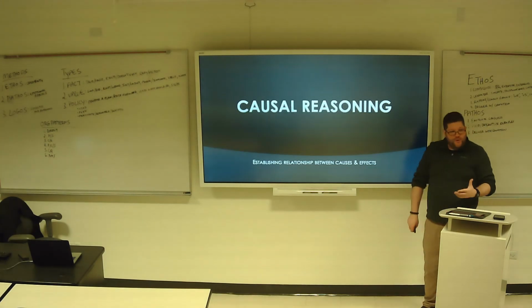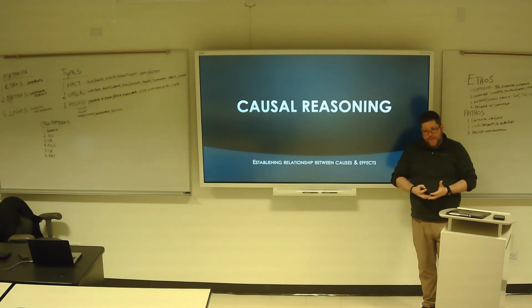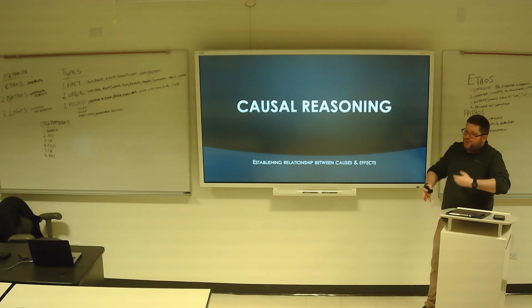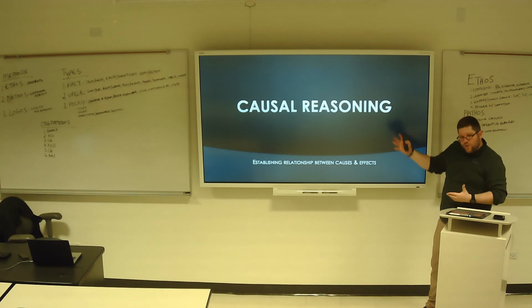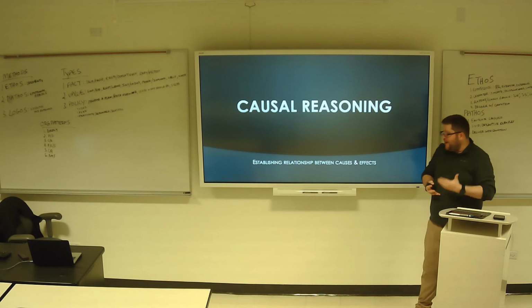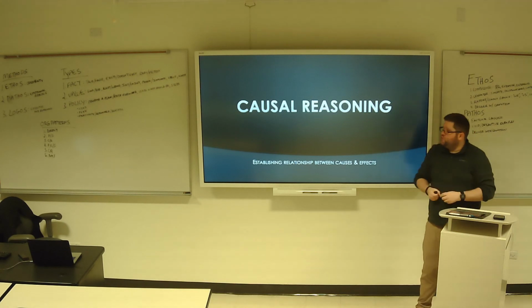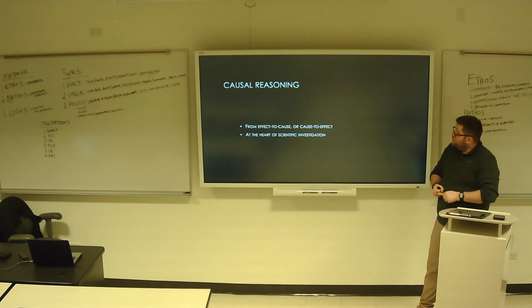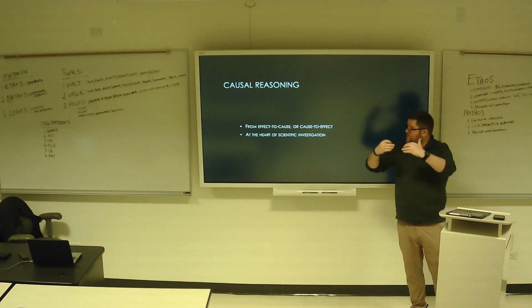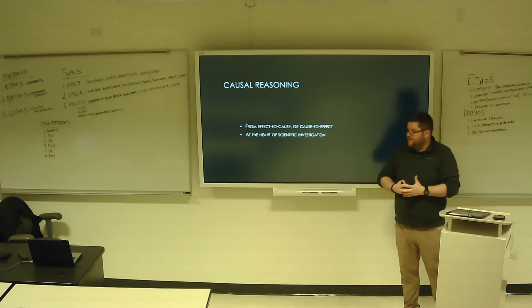Next, we have causal reasoning, which is similar to the causal organizational pattern, right? We're essentially dealing with causes and effects. And that's what causal reasoning does, is you are establishing a relationship between causes and effects in support of a claim or a conclusion. You are going from either effect to cause or cause to effect. So you can go either direction.